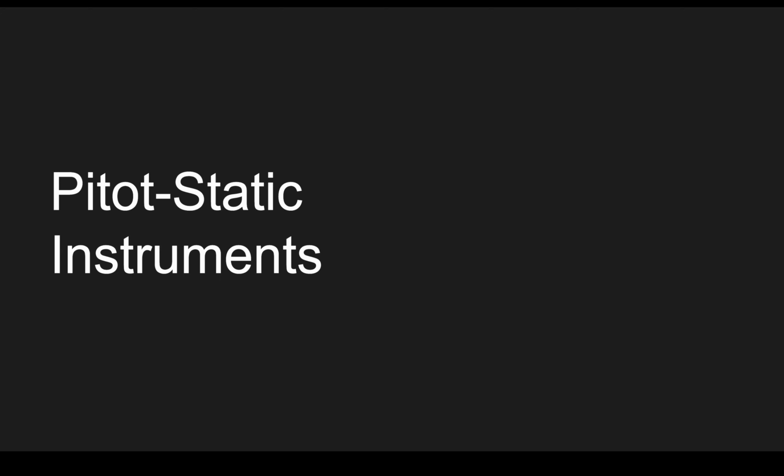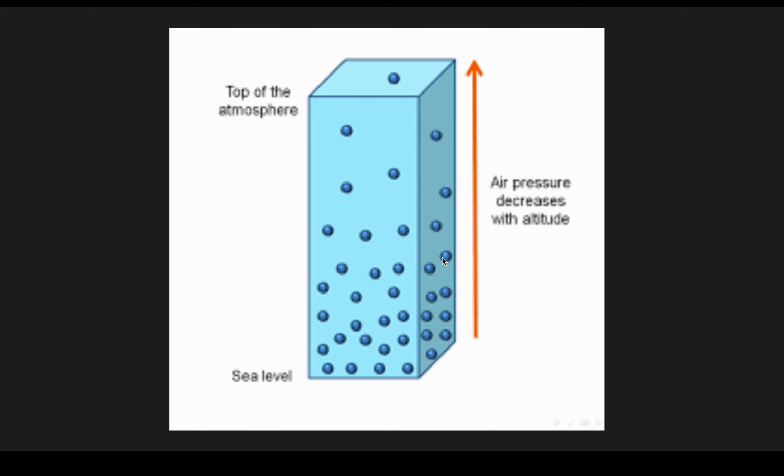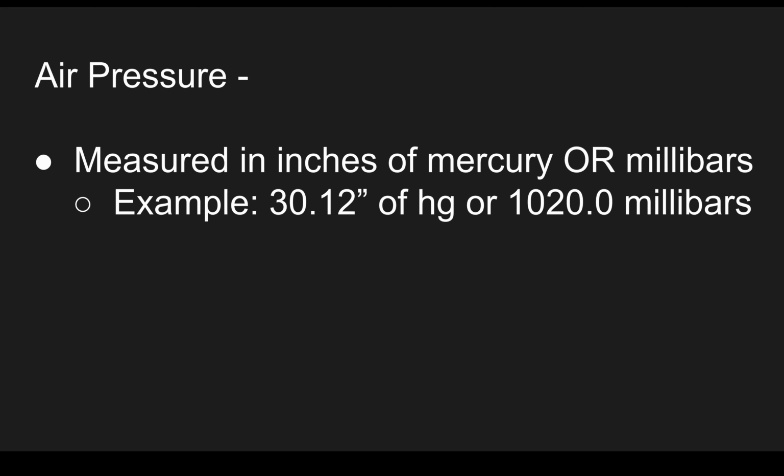All right, let's start with the pitot instruments. Pitot instruments depend on changing air pressure. So you need to know a little something about air pressure. And that's as we go up in the atmosphere, there's less air pressure. So engineers and designers and scientists years ago figured out, hey, if we could have gauges based on that, we could know things like how high above the earth we are. We could also know about air pressure coming into a port to tell us how fast we're going, things like that. So air pressure is measured in inches of mercury or millibars.